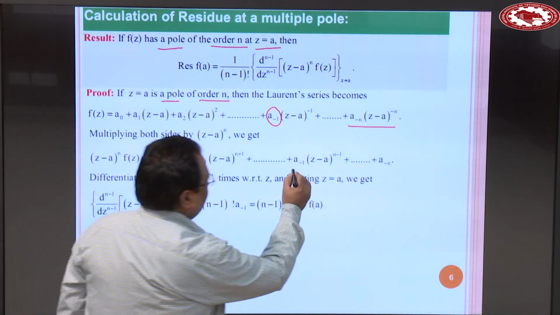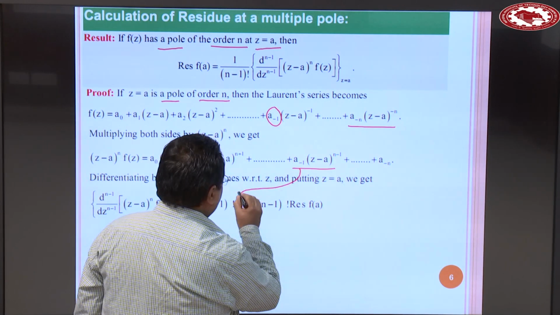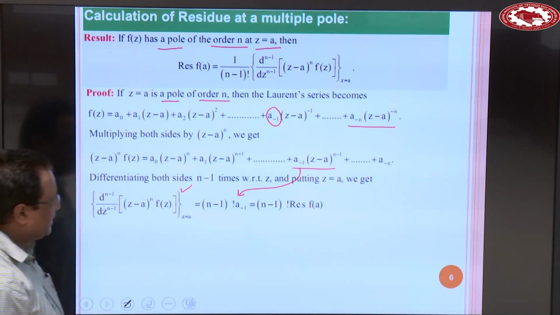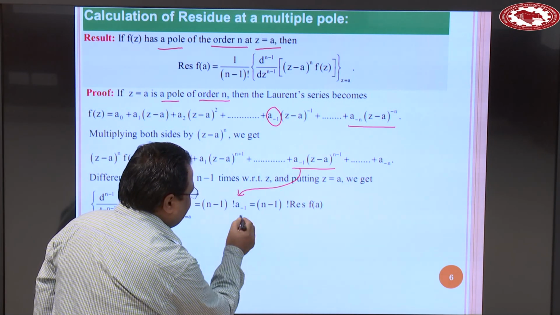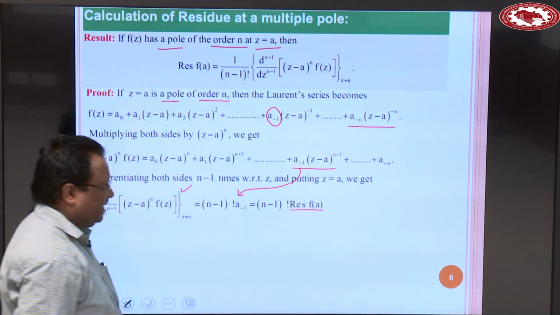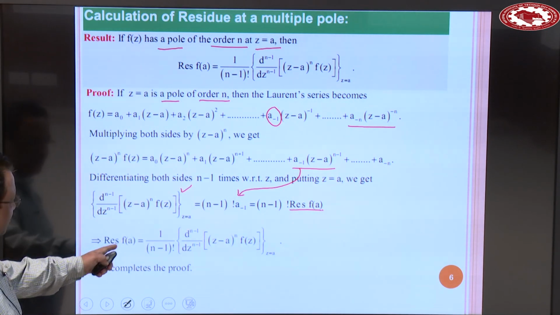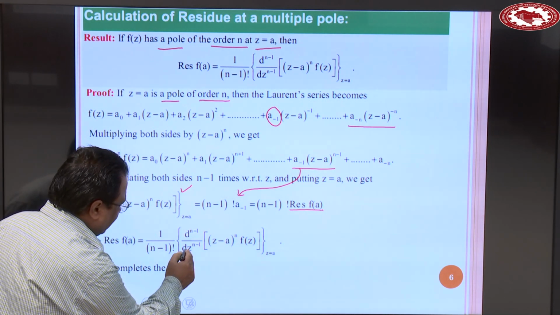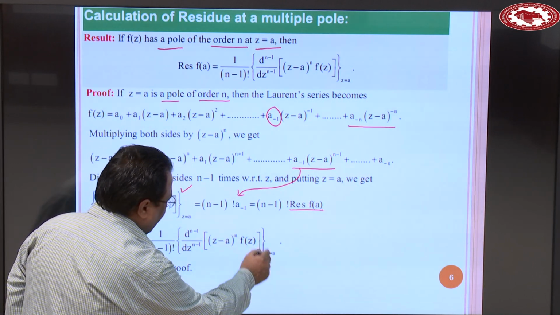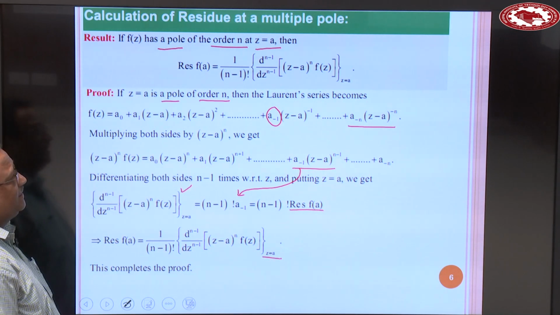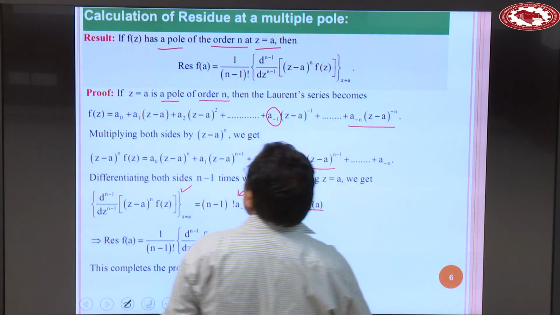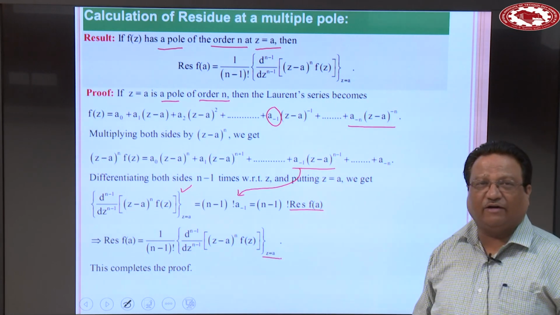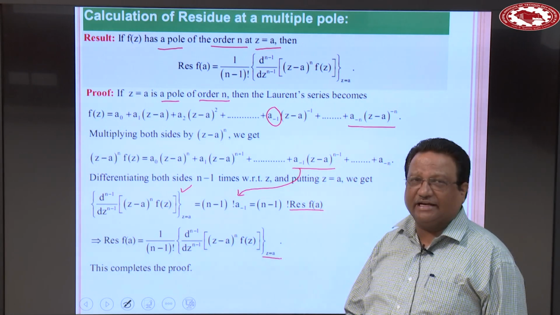So this term comes. We obtain this term this way when you differentiate both sides n minus 1 times with respect to z, with (n minus 1) factorial as it is, and a minus 1 is the residue of f at a. So from this you can evaluate the residue. So the residue of f at a is equal to 1 over (n minus 1) factorial, d^(n minus 1) over dz^(n minus 1) of (z minus a)^n f(z), at z is equal to a, and this completes the proof. So when f(z) has a pole of order n at z is equal to a, apply this formula for evaluating the residue of the function at z is equal to a.